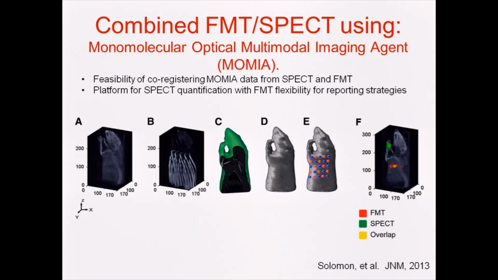So here's the CT data. Here are the fibers that show up in the X-ray data. You can use the X-ray data to create an anatomical model with which to do the FMT reconstruction. And then you get both FMT data in red and SPECT data in green. This was an injection into a forepaw and the drainage into the sentinel lymph nodes. And the yellow shows the overlap between the two different imaging modalities.